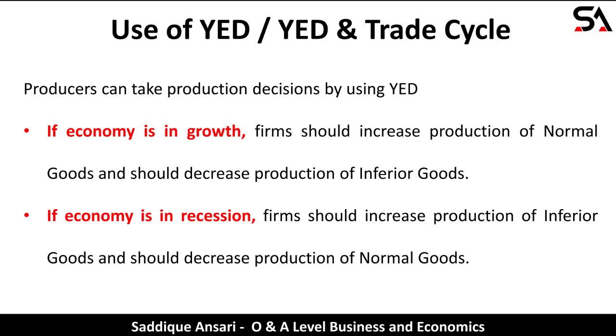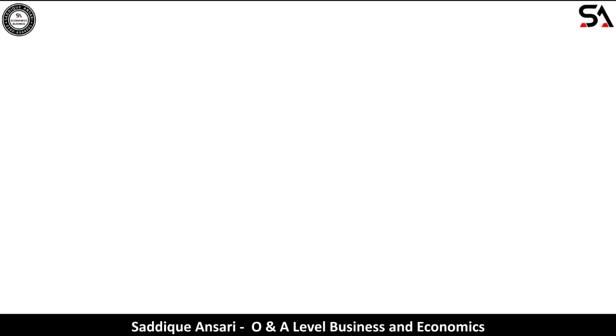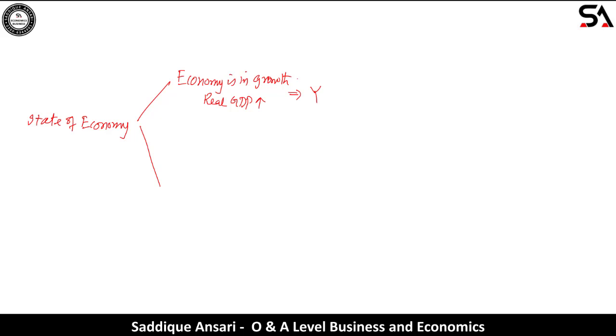Now, how to use YED answer? How can businesses or producers take decisions by using YED answer? Producers can take production decision or resource allocation decision by using YED. Now let's discuss that. For example, there can be two situations of economy. State of economy. Now one possibility is that economy is in growth. It means real GDP is increasing, and this means income of people is also increasing.